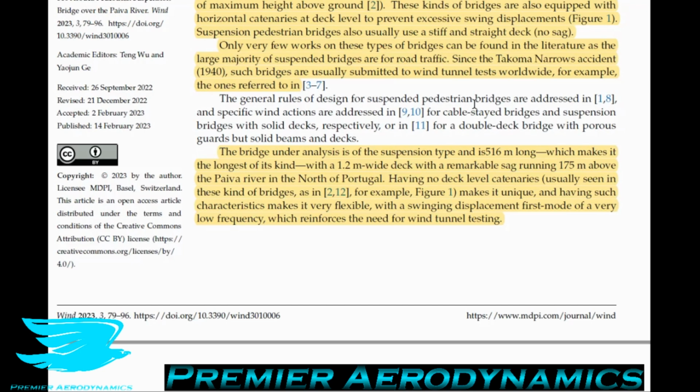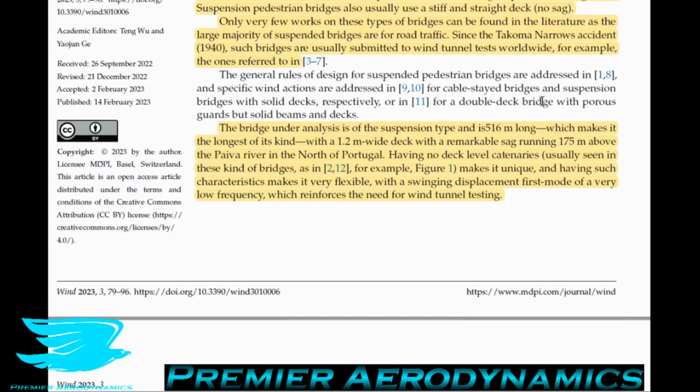So the bridge under analysis in this paper is a suspension bridge, 516 meters long, which makes it the longest of its kind, and it has a 1.2 meter wide deck with a remarkable sag, running 175 meters above the Paiva River in the north of Portugal. Having no deck level catenaries, those wires on the side of the bridge connecting to the rest of the bridge, makes it unique and gives it characteristics that make it flexible, with a swinging displacement first mode of a very low frequency, which reinforces the need for wind tunnel testing.